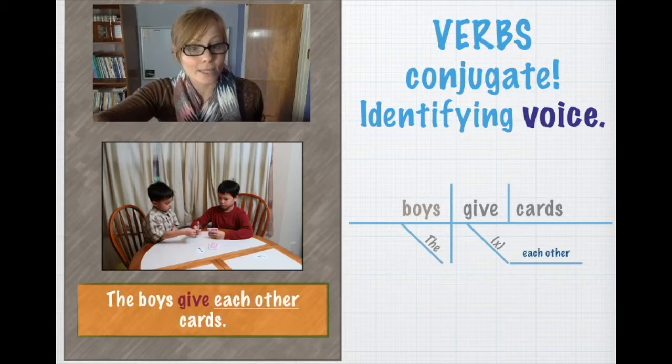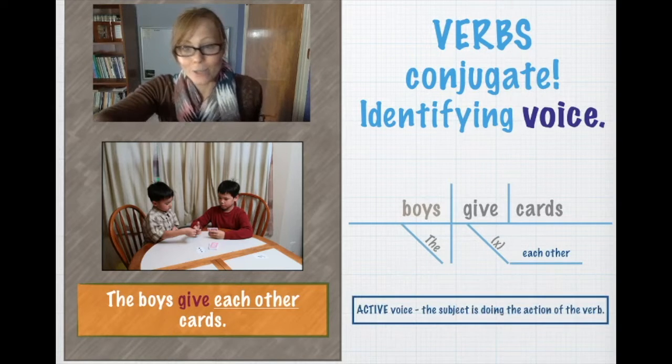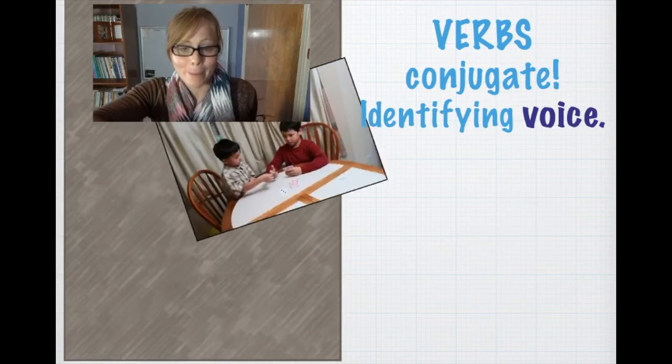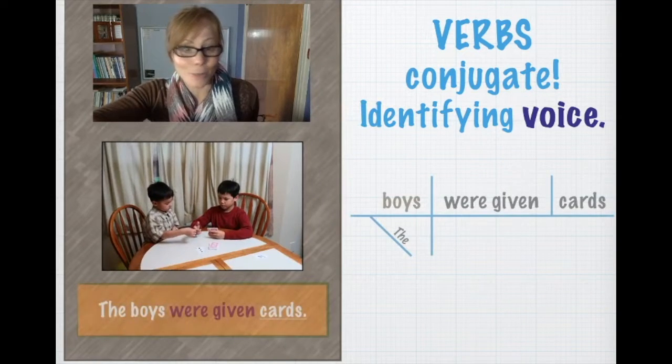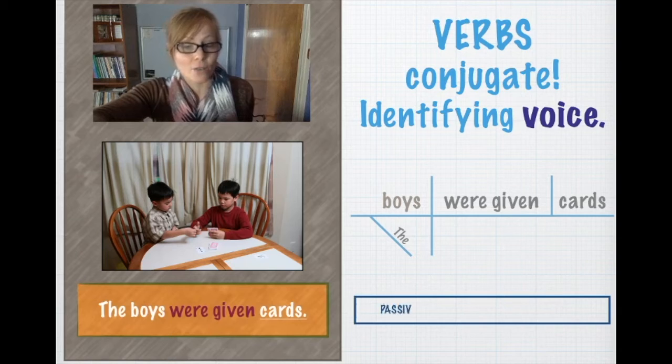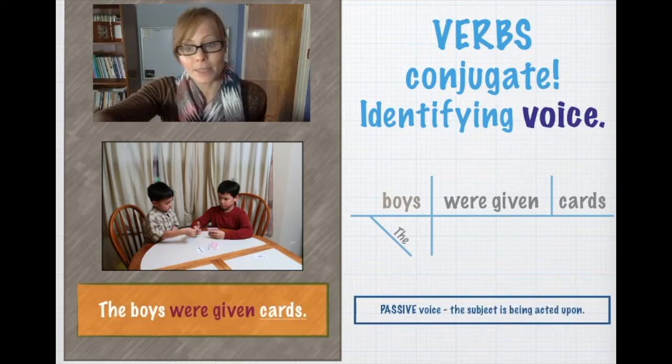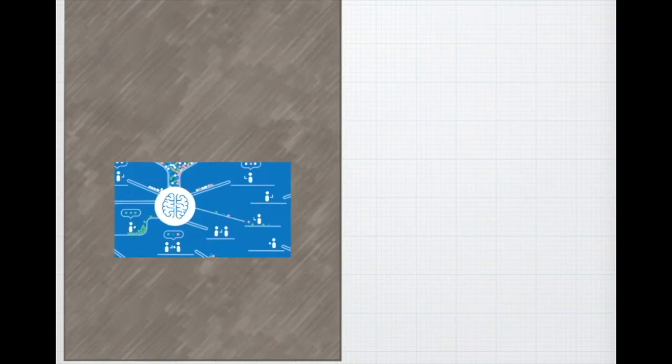So verbs also conjugate to identify voice. In the sentence, the boys give each other cards, the voice is active. The subject is doing the action of the verb. But in the sentence, the boys were given cards, the voice is passive. The subject is being acted upon.